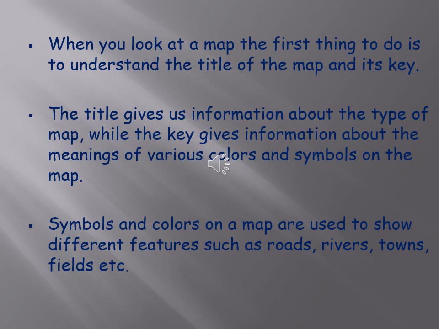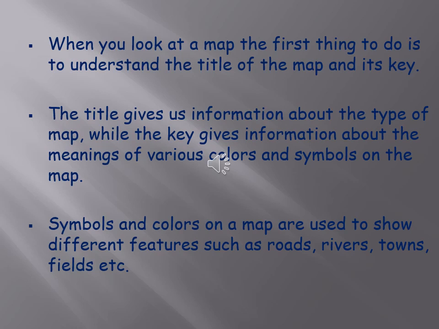While the key gives us information about the meanings of various colors. So from the key, we will get information about the meaning of various colors. I have shown you a black and white picture, but in a color map, you can see colored stars or color dots or color pyramids. Okay, so the symbols, various colors and symbols on the map. Symbols and colors on a map are used to show different features.